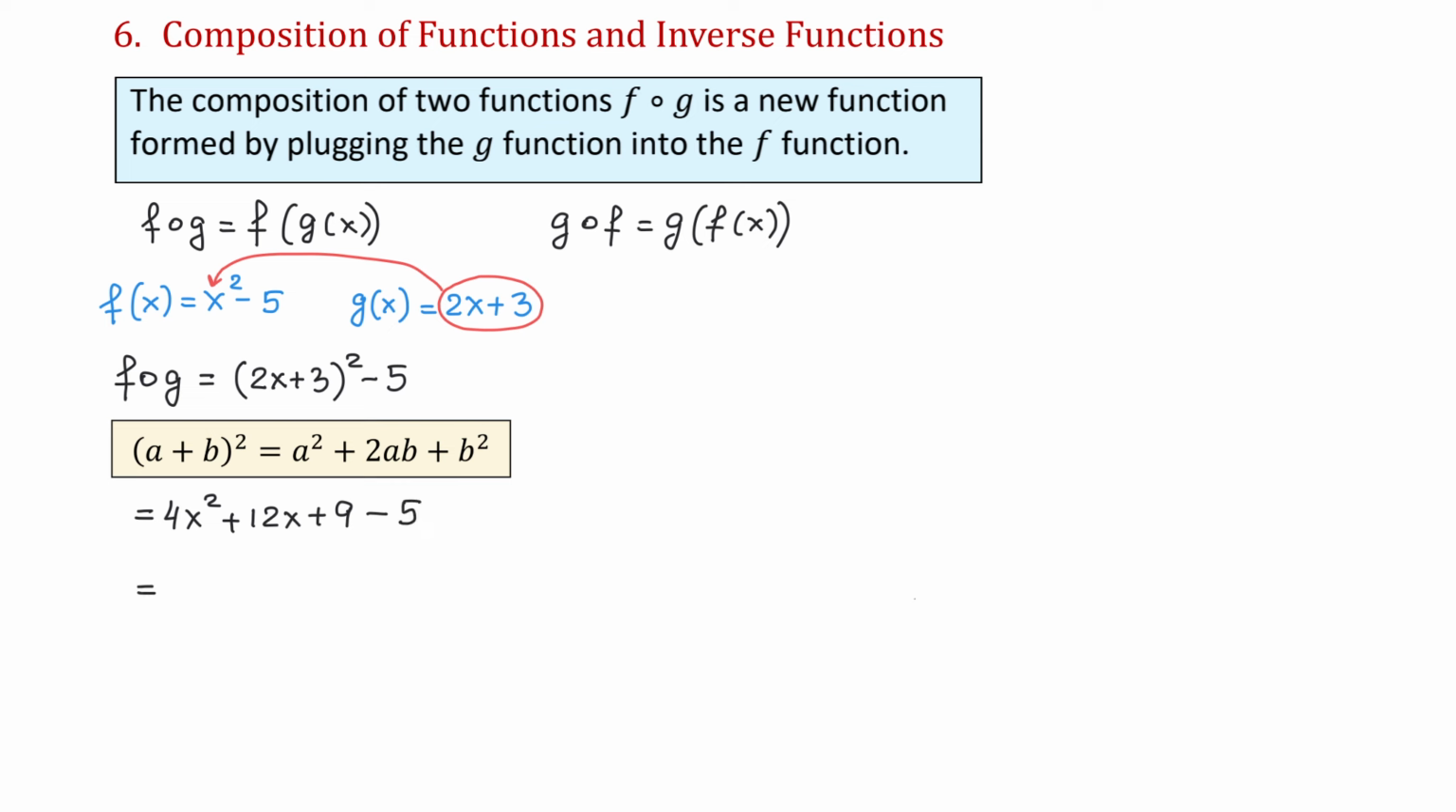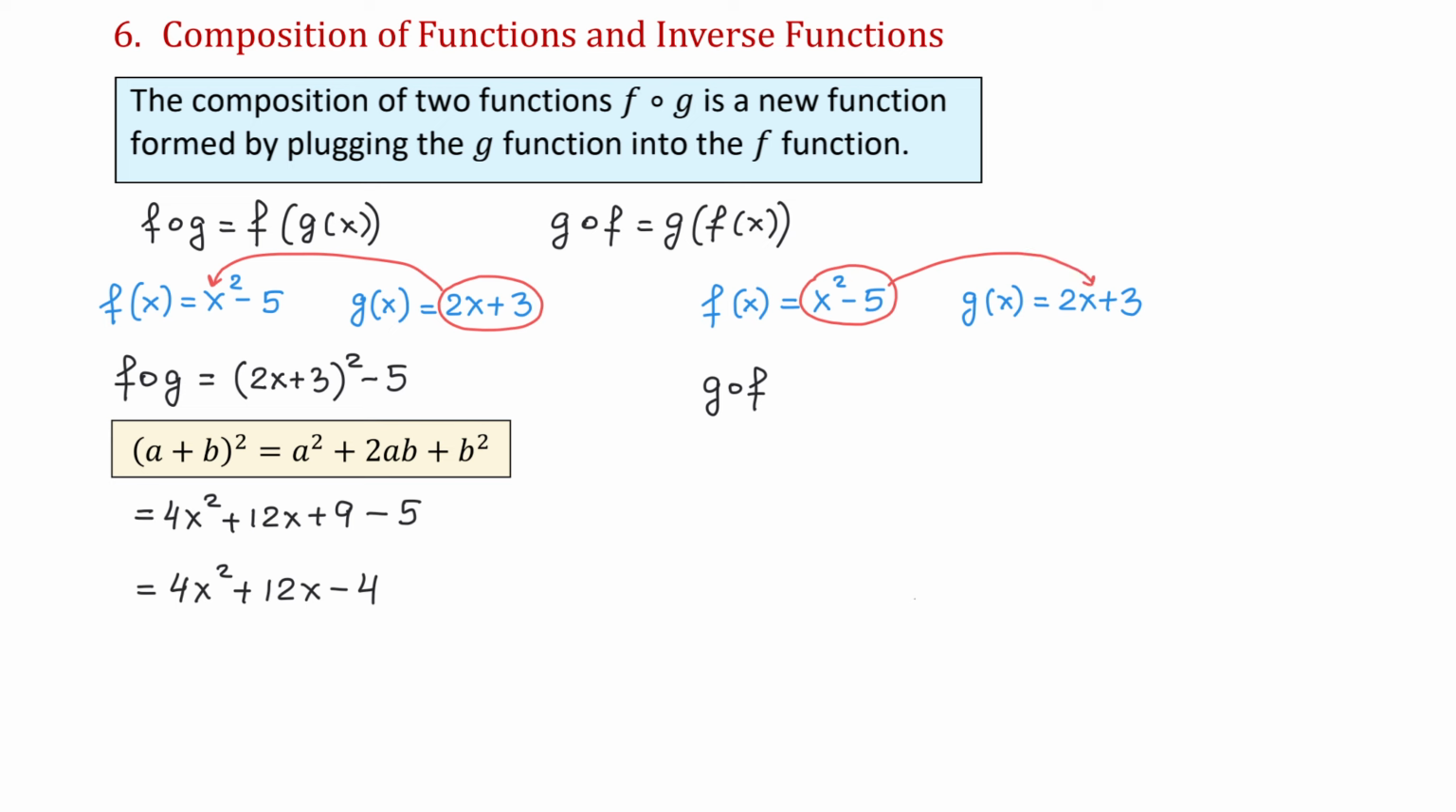Then the composition will be 4x squared plus 12x minus 4. Now, what if we have the same f function that equals x squared minus 5 and the same g function that is 2x plus 3, and we form the composition of g then f. In this case, f becomes the domain of g.